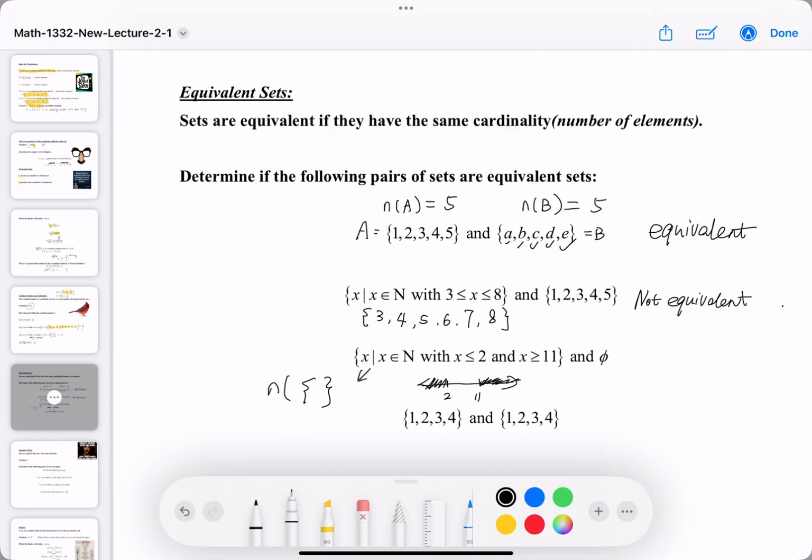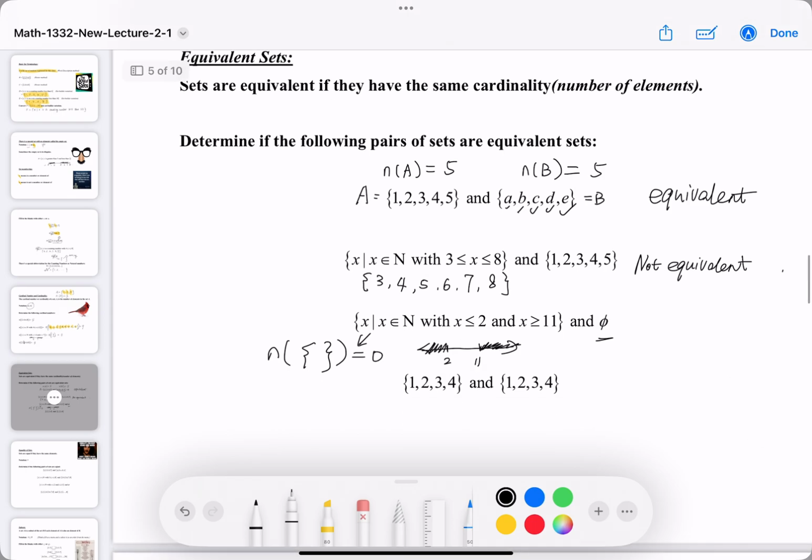The cardinality n of an empty set is 0. And the right hand side is phi. The cardinality is 0 too. So they are equivalent. They don't have any element inside of the set. So they are equivalent.